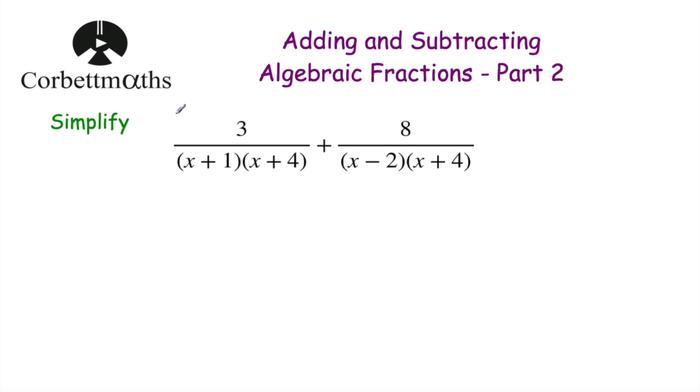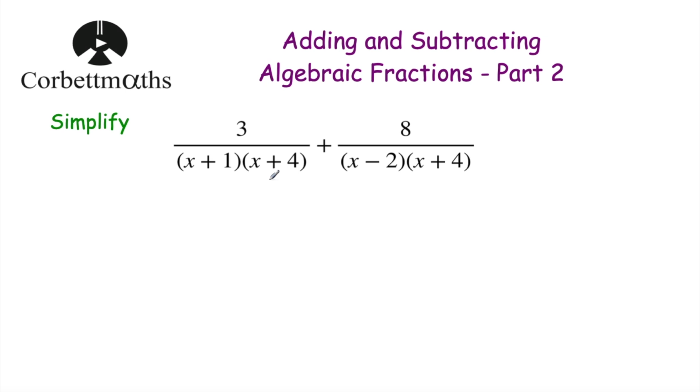So our first example says simplify 3 over (x plus 1)(x plus 4) plus 8 over (x minus 2)(x plus 4). So here we're adding together two fractions. Now the denominators have been factorised. But if we have a look at the denominators, they are slightly different. They both have x plus 4, but this one is x plus 1 times x plus 4, and this one is x minus 2 times x plus 4.